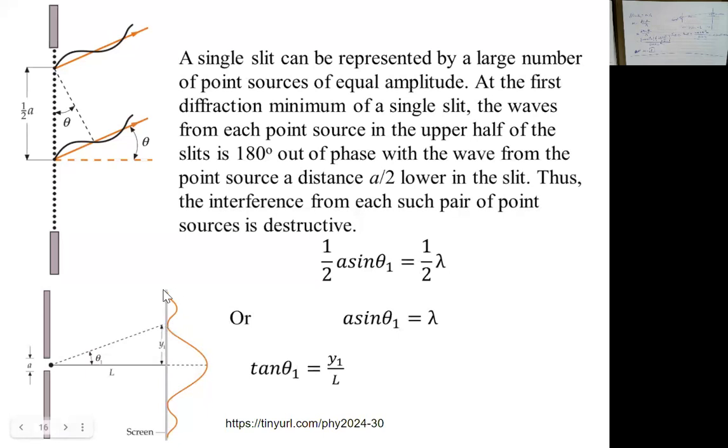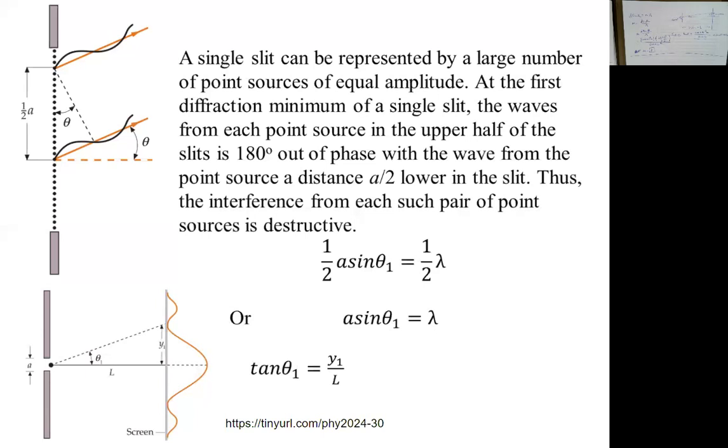All right, for the second one, you'll be doing 1/2 A sine theta 2 will be equal to 2 times 1/2 of lambda. So then that will be equal to 2 times lambda. Okay, so A sine theta 2 will be equal to 2 times lambda, etc.